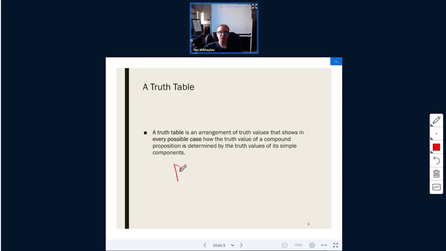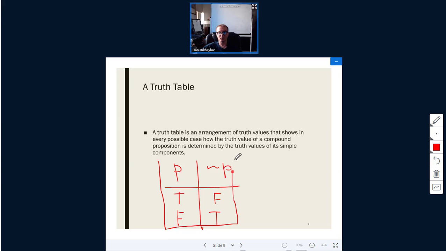Suppose we have P and not P. Let's say we want to figure out all the possible combinations that can take. So if P is true, what would be not P? False. Excellent. And if P is false, what would be not P? True. Note that there's really nothing else. We're done here. For P, it is very easy. This is our truth table. It lists all the possible combinations.